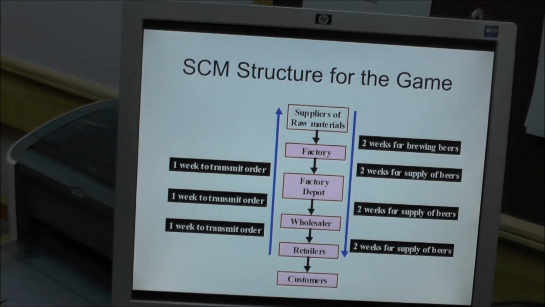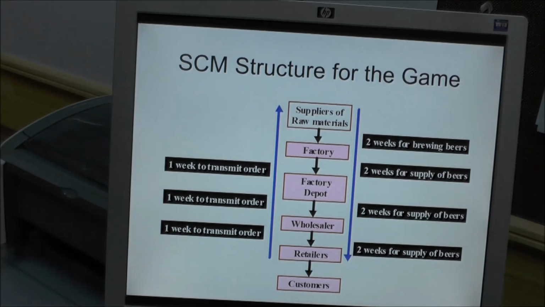As you see here, this is the structure of the proposed supply chain which we will use for playing the game. You have customers. The game master, the professor, will be playing the role of the customer. If you leave that aside, and the suppliers, these two are notional. You have four layers in between. You have the retailer who feeds to the customers. You have the wholesaler who will supply as per the orders placed by the retailers. The factory depot will do the same for the wholesaler, and the factory will do so for the factory depot.